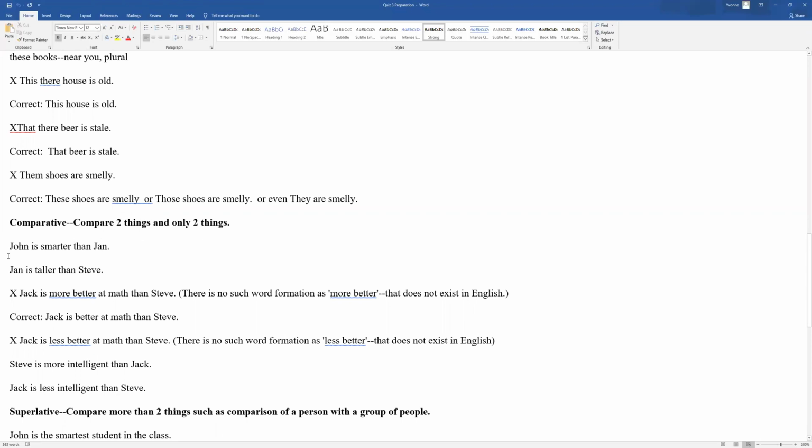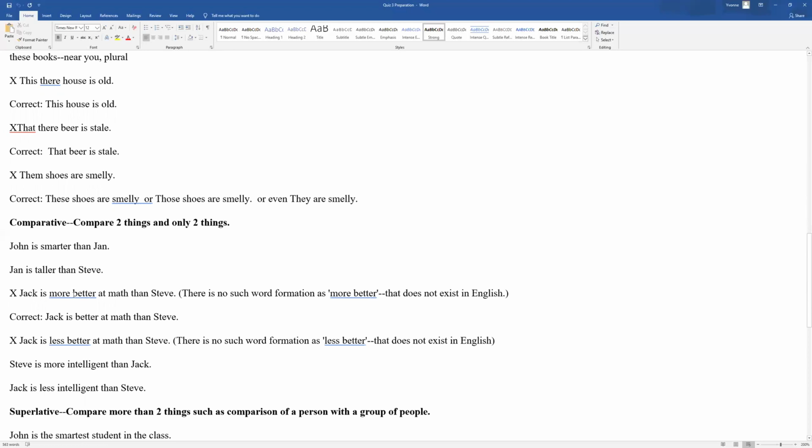When you have a comparative, you want to compare two things, and only two things. So you have John is smarter than Jan. Jan is taller than Steve. The words smart and tall all have one syllable. So then you would add ER. If the word has more than one syllable, then you would use more than, less than.